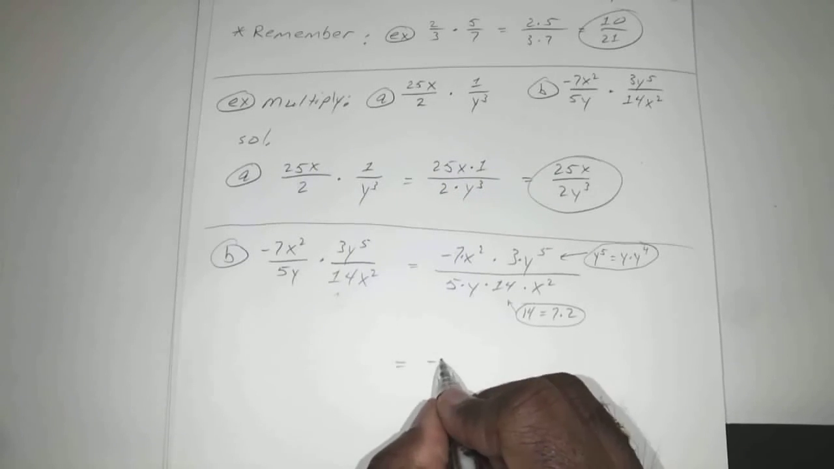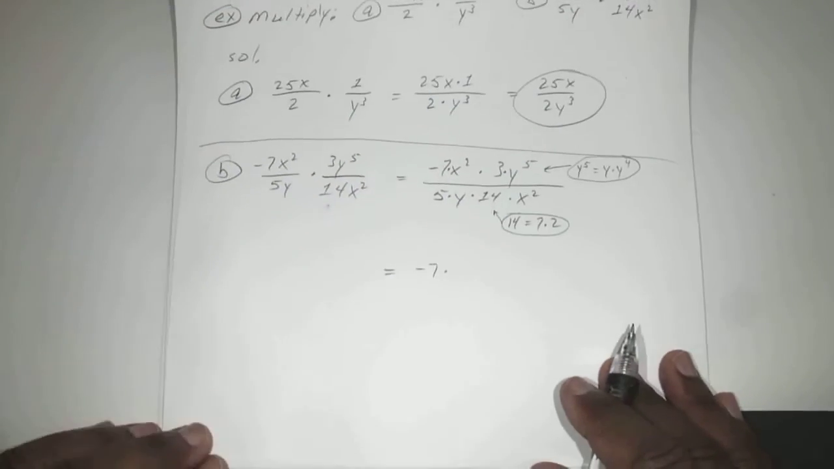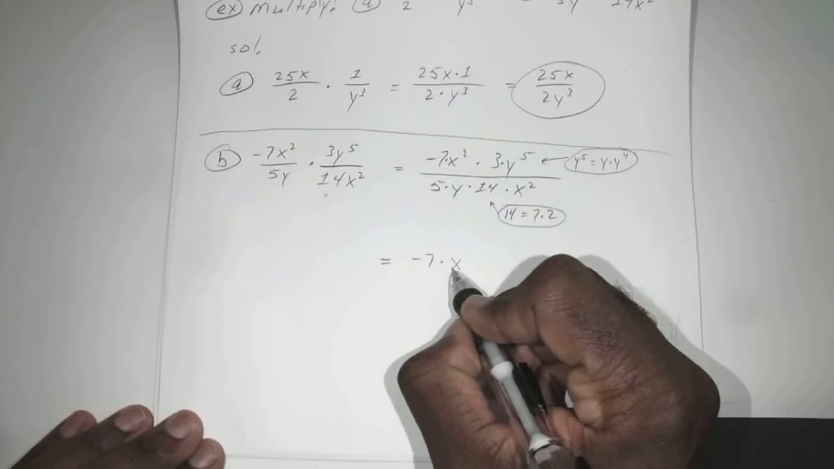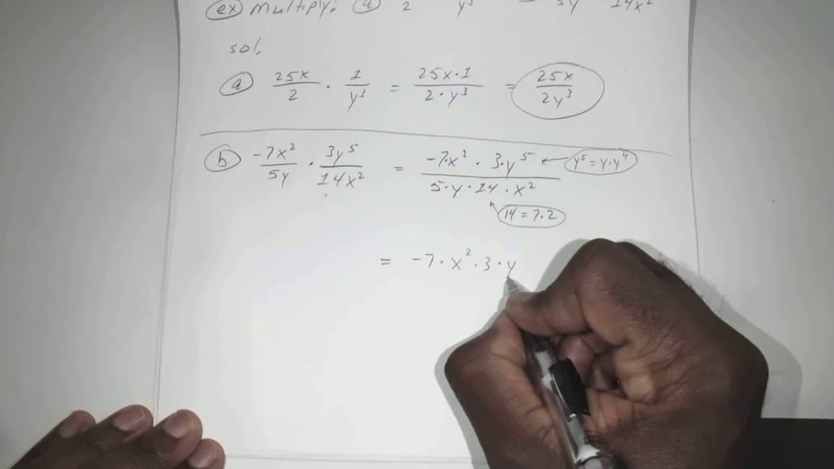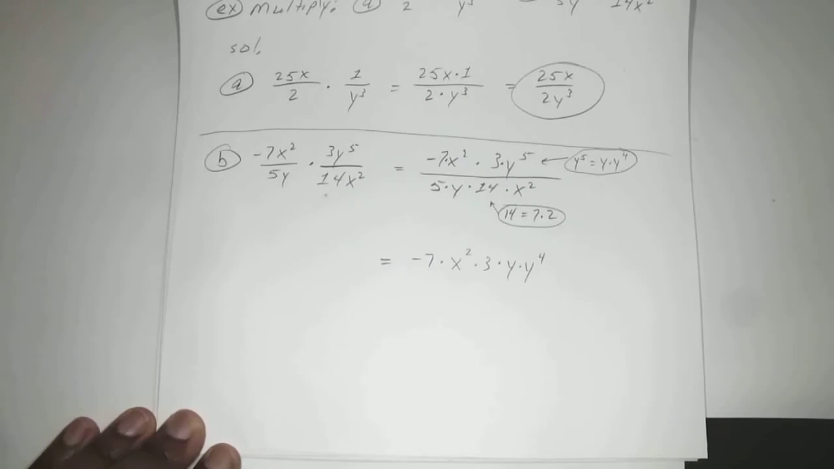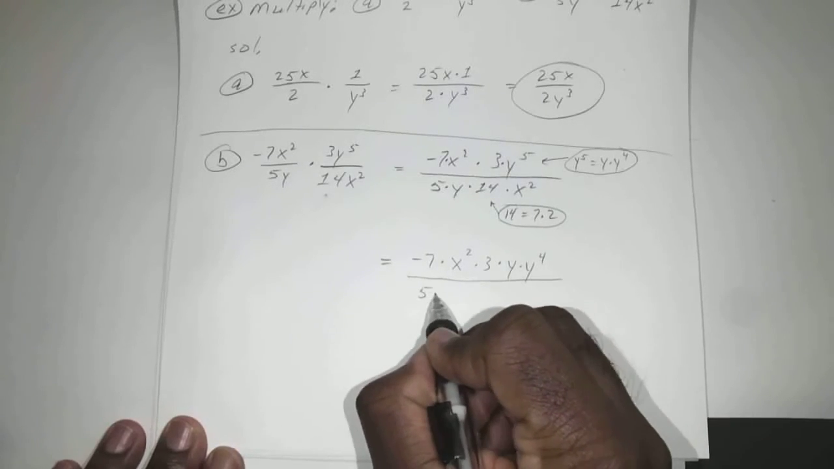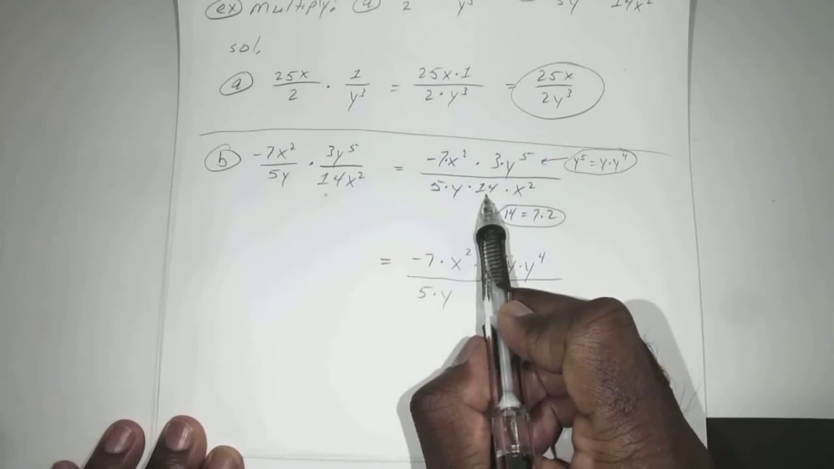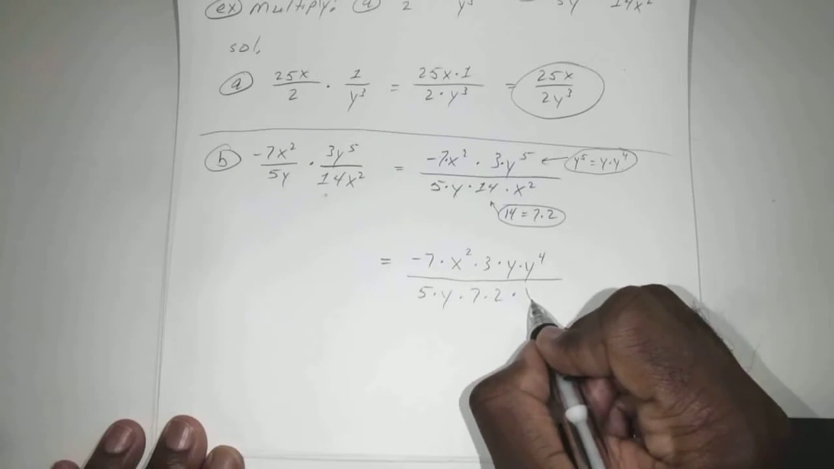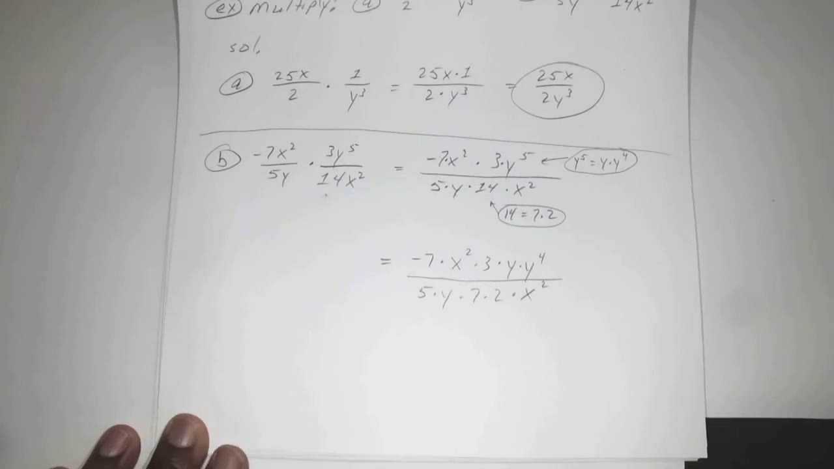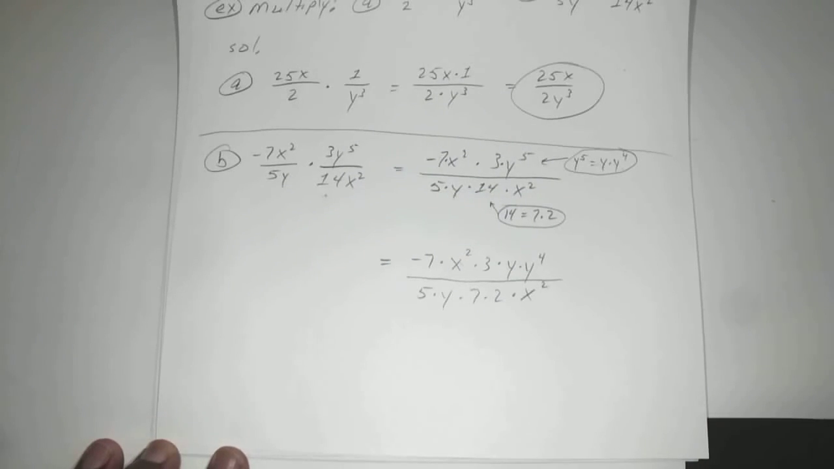Okay, so you have negative 7 times x squared times 3. And instead of y to the fifth, I'm going to make that times y to the fourth, just replacing with the same thing, over 5 times y. And instead of times 14, I'm going to make it times 7 times 2, times x squared. I could have made it x times x, but those two x squareds are going to cancel out, so I figured why make it longer.